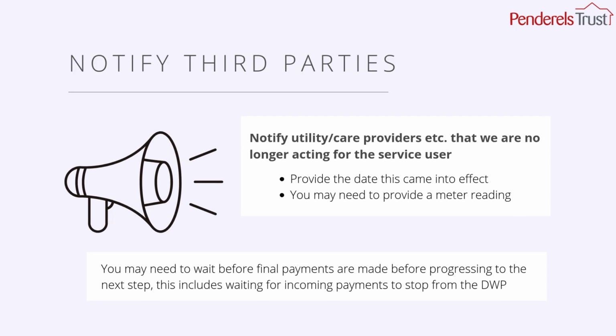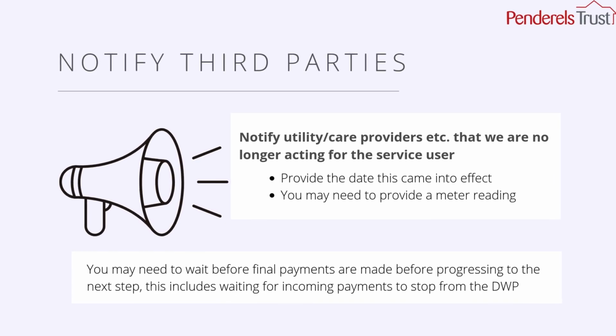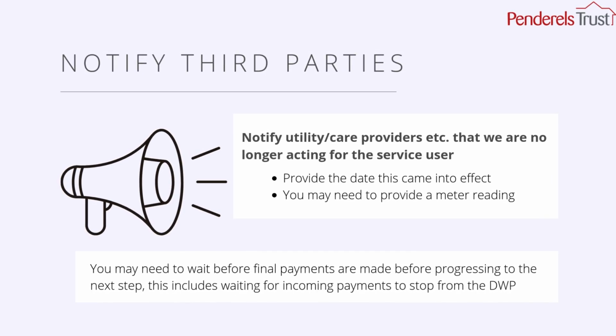Next, you will need to notify any providers that we are no longer acting for the service user and from what date. You will also need to provide any meter readings if necessary. At this stage, you may not want to cancel any outgoing payments, as these may be covered in the next payment. You also need to make sure that all incoming payments from the DWP have stopped before moving on to the next step.